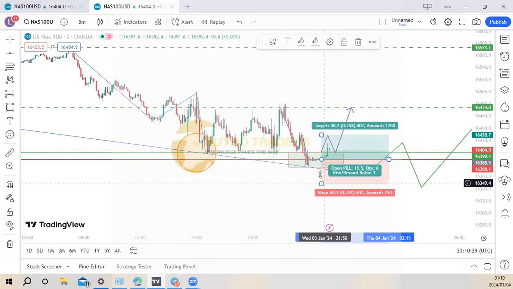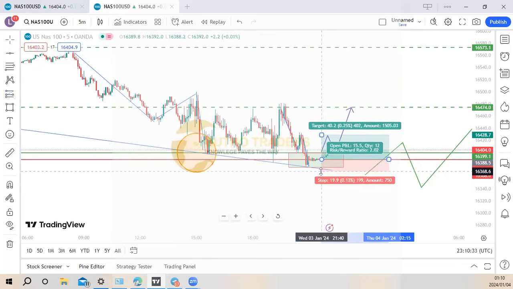Then your stop loss has to be a little bit below this thing. Your risk to reward ratio has to be 2 to 5, maybe. Yeah, 2 to 5 is fine, because you mustn't go that far.